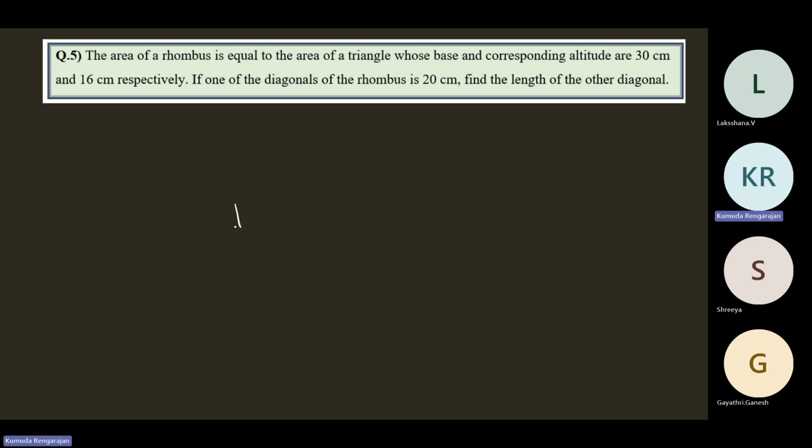Using the formula half into base into height, with base and height given to you, you can find the area of the triangle. Whatever you get is the area of the rhombus also. So now we know the area of the rhombus. Actually when you work, you'll get 240. So the area of the rhombus is also 240 centimeters square.